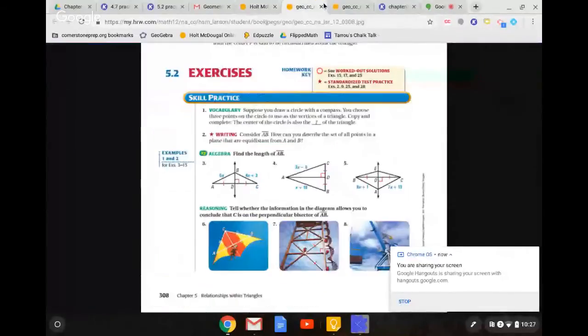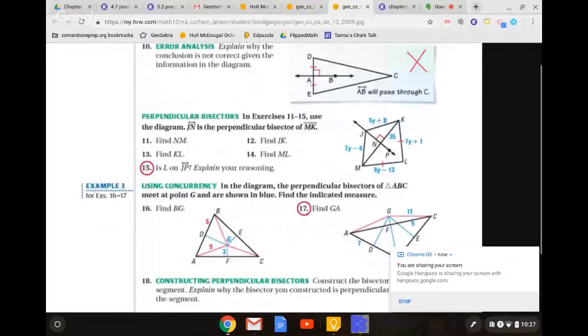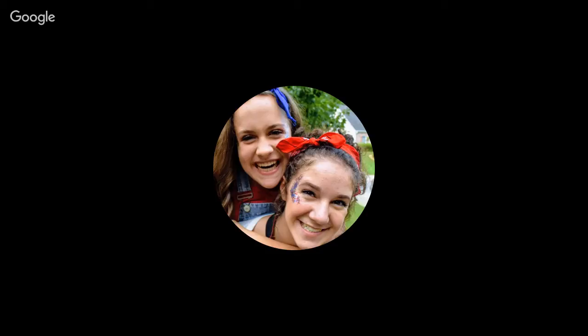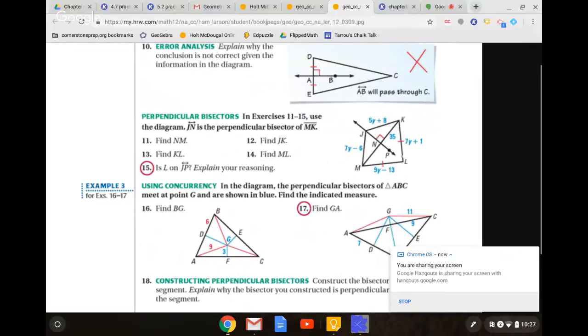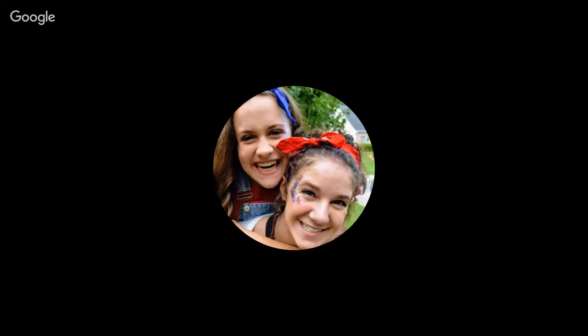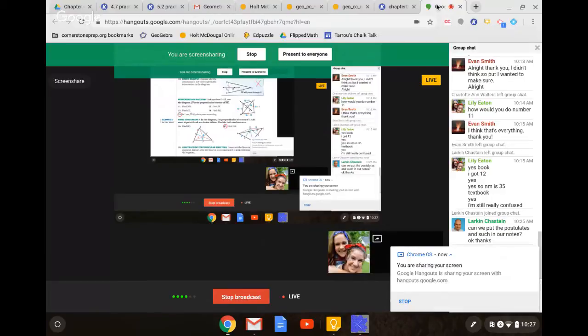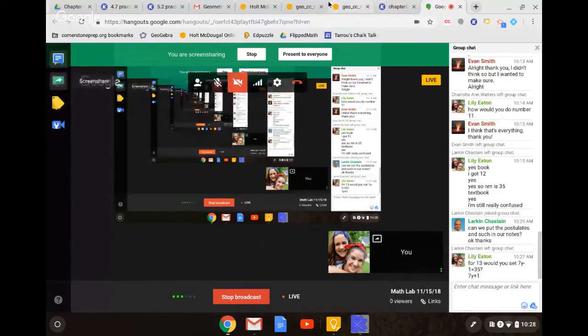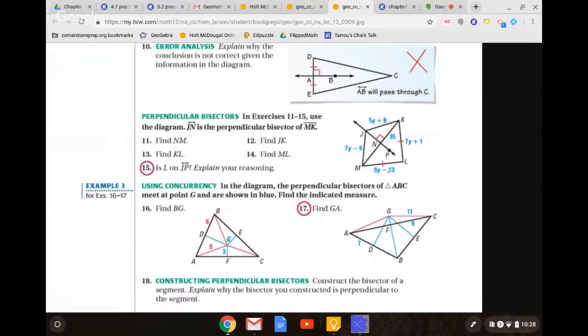So for number 13, Lily, find KL. So KL is going to be, you see how it's marked congruent here to ML? Mhm. So you're going to set 7y plus 1 equal to 9y minus 13. Then you'll solve for y and then plug that back in. Do you see? Since they're marked congruent, that means they're equal to each other? Yes, ma'am. Okay.